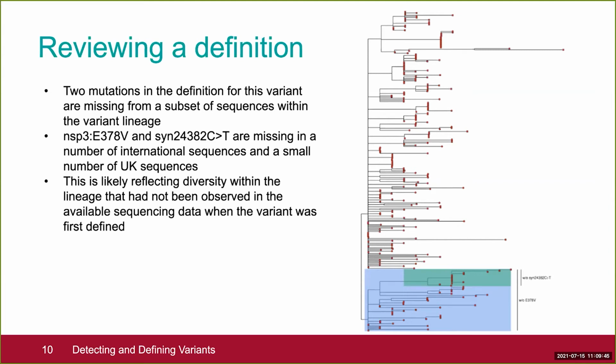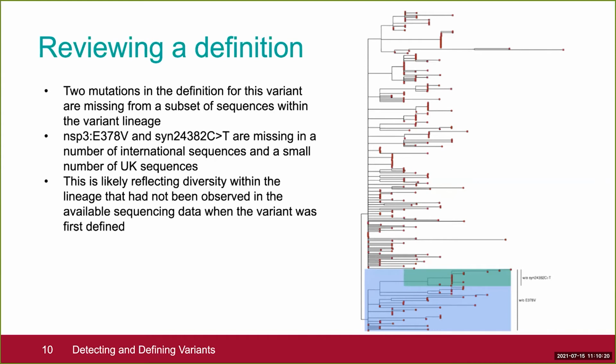So in this example, this is lineage B.1.1.318. So we reviewed this, looked at things that were not quite meeting the definition, but had all of the hallmarks of being this variant. And there were 2 mutations, one synonymous and one non-synonymous, that were missing in more of the international sequences, so sequences from GISAID, but also a few UK genomes.